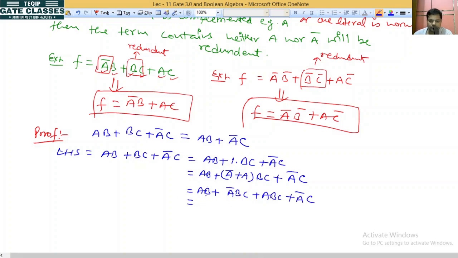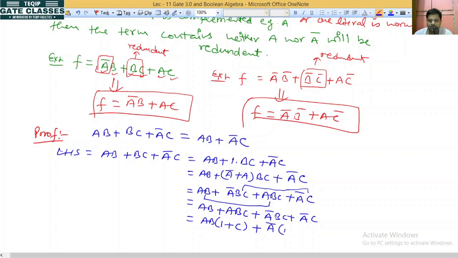If you go here, put this and this together. Okay na? So it will be AB plus ABC plus A bar BC plus A bar C. What will be the value? AB common, so it will be 1 plus C. Here we take A bar C common, so it will be 1 plus B. 1 plus C is always 1, so it will be AB plus A bar C. Okay na? It is proved.